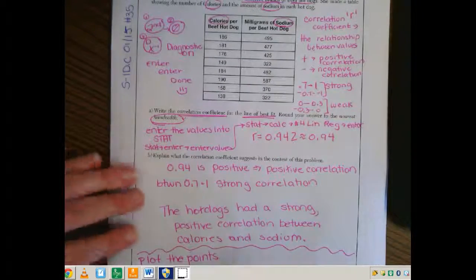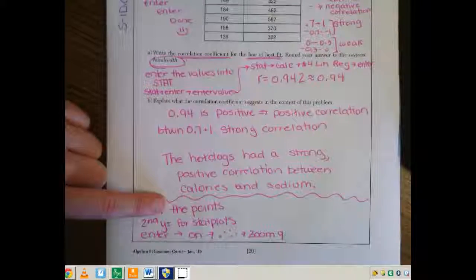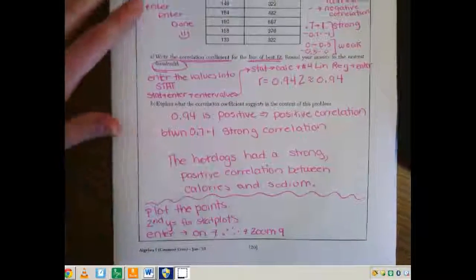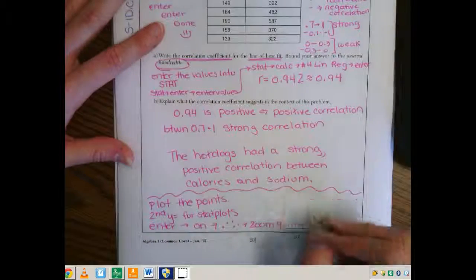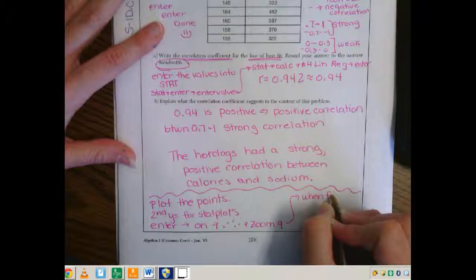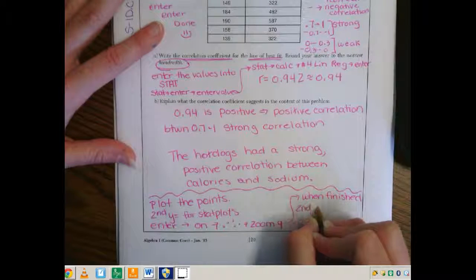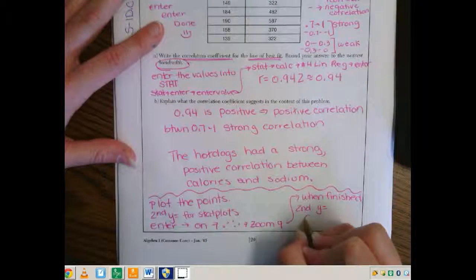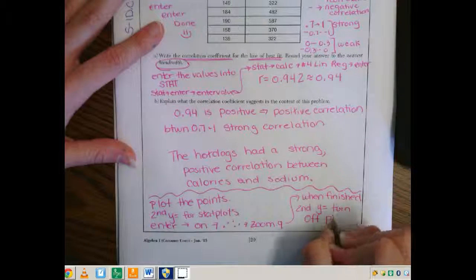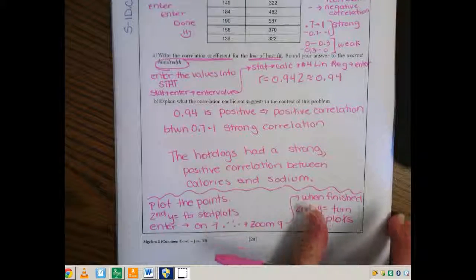All right? And then to plot points, anytime you have to plot points, you're just going to hit second Y equals for stat plots, enter, on, and then you have your points. Now, a really important thing is after you're finished, we need to go back and do second Y equals and turn off our plots. Okay, otherwise it'll screw everything up. All right, that concludes this problem.